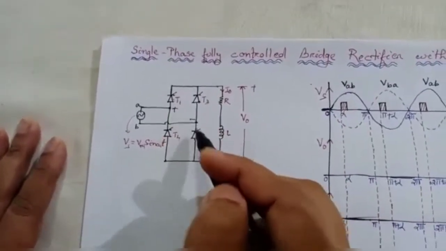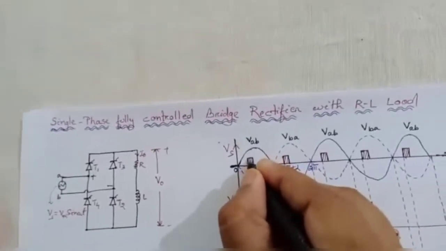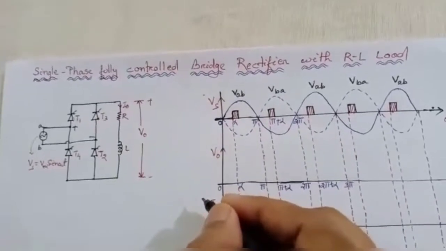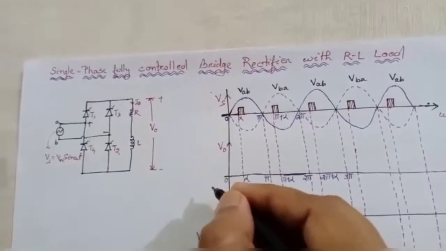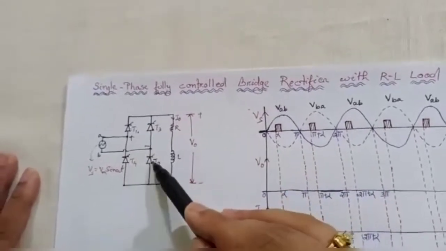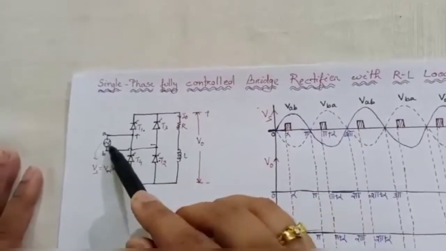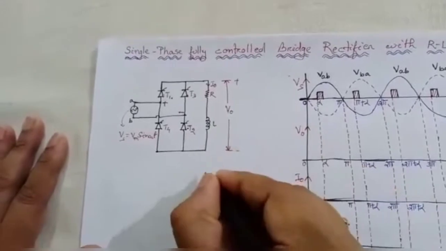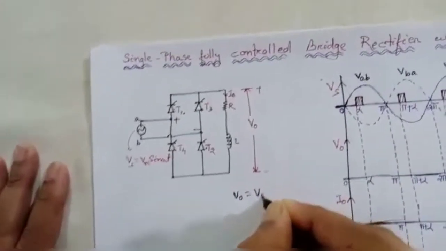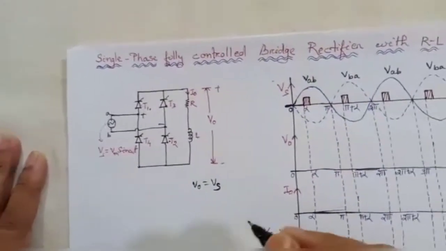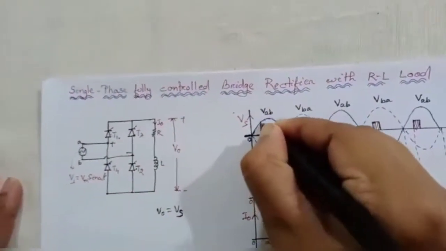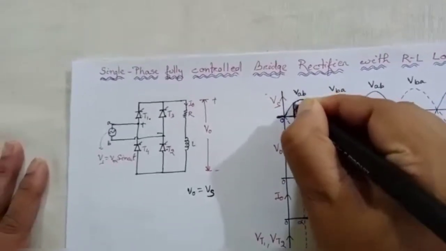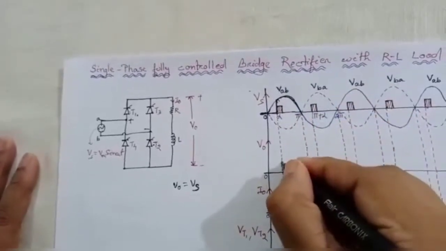When T1 and T2 are turned on, meaning we provide the gate pulse here, this angle is alpha, known as the firing angle, the angle at which we fire or turn on the thyristor. When we turn on T1 and T2, the entire source voltage appears across the load. That means V0 is equal to Vs. This is the output voltage when we turn on the devices. So at alpha it is triggered, and we get this output voltage from alpha to pi.